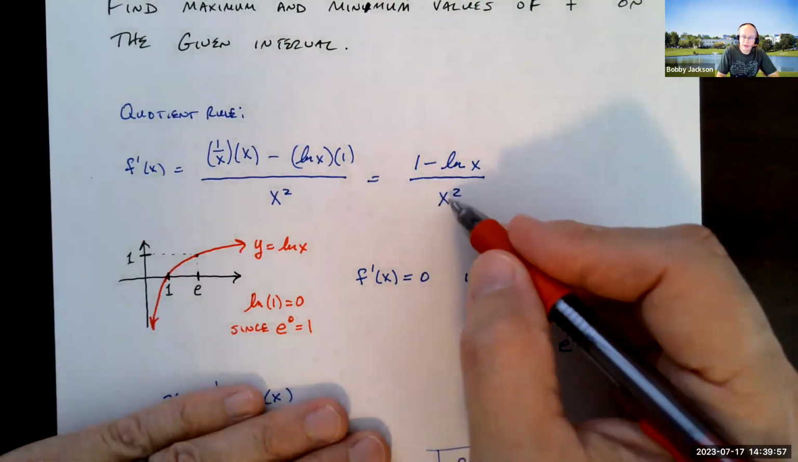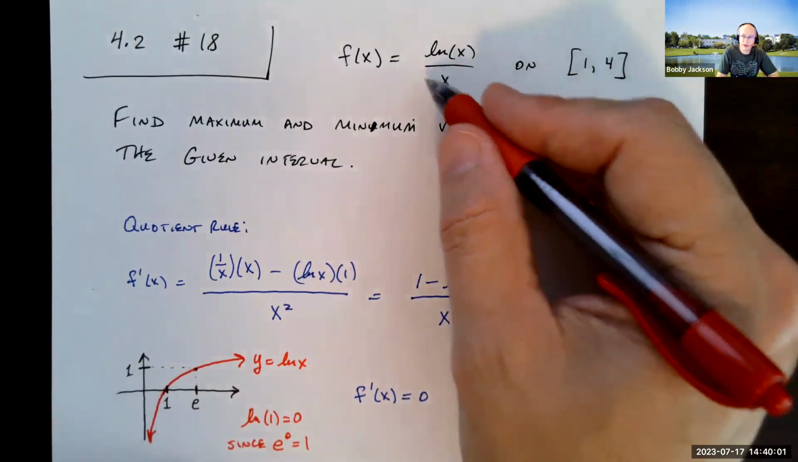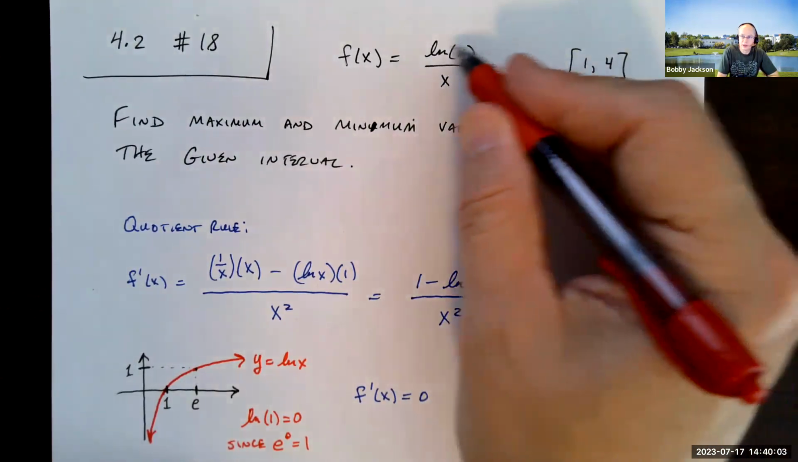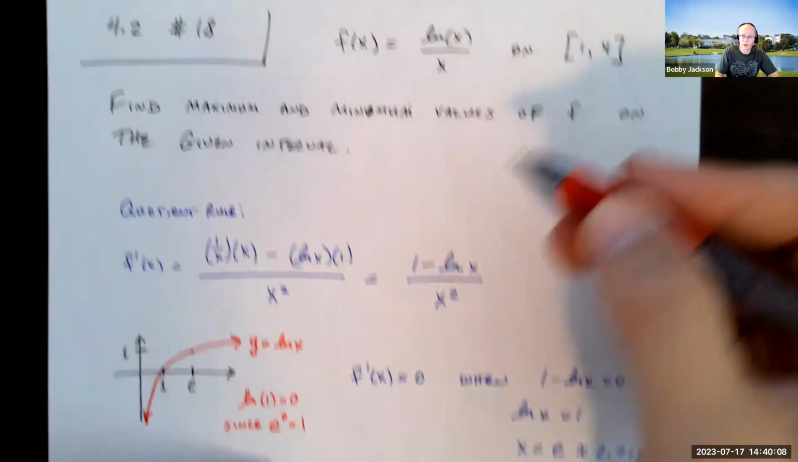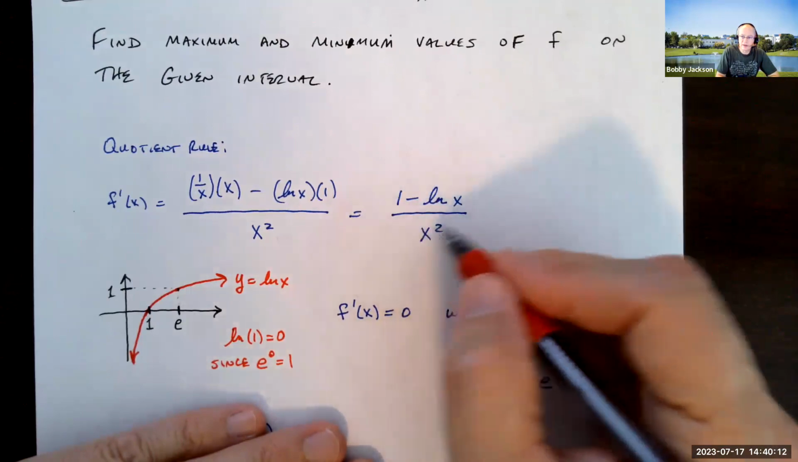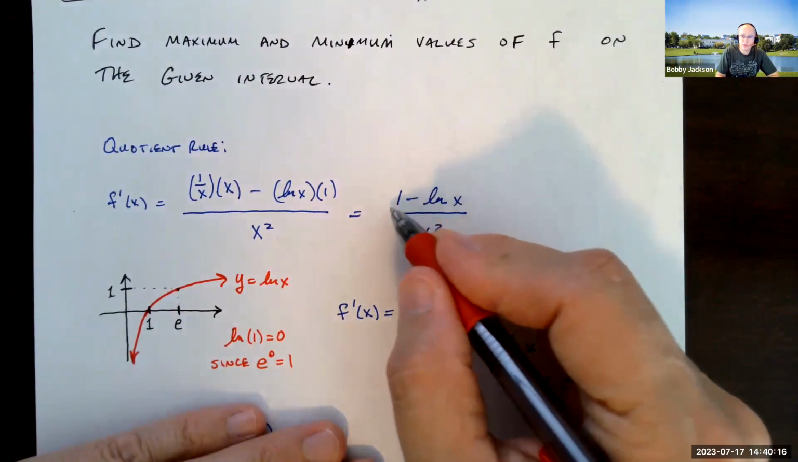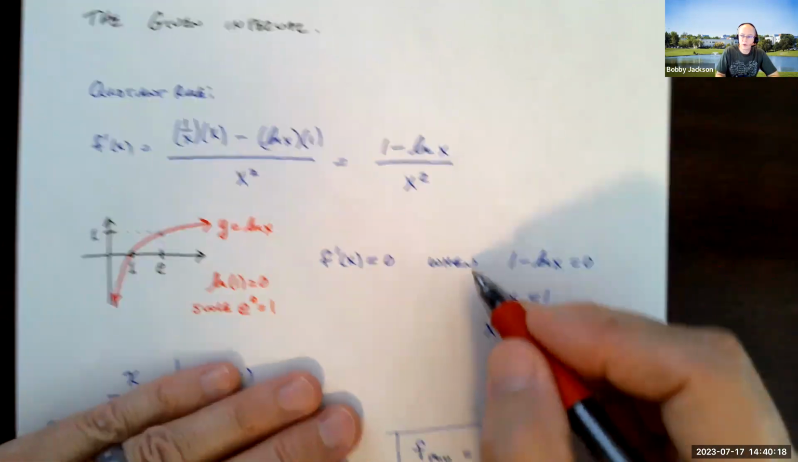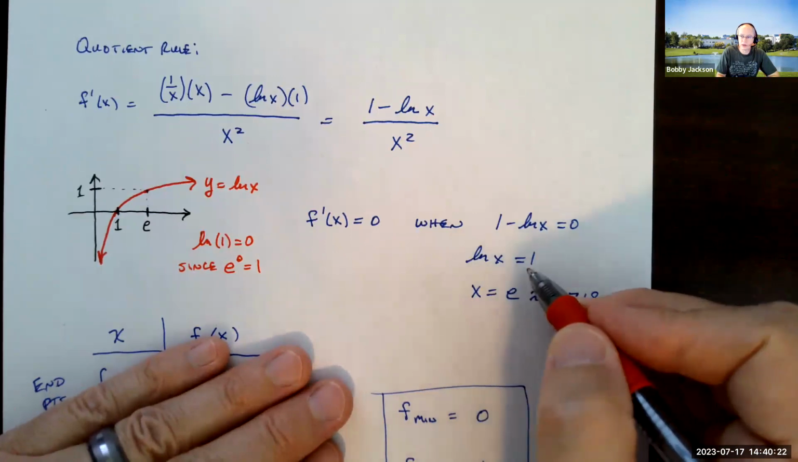Okay. Now, when is this derivative 0? Well, obviously, notice it is undefined when x is 0, but that's not in the domain, right? In fact, it's not in our interval. This is only valid for values of x greater than 0, and we're certainly only looking at the interval from 1 to 4. So it's never undefined on that interval, and it's going to be 0 when this numerator is 0, right? So when 1 minus natural log of x is 0, that's going to occur when the natural log of x is 1.